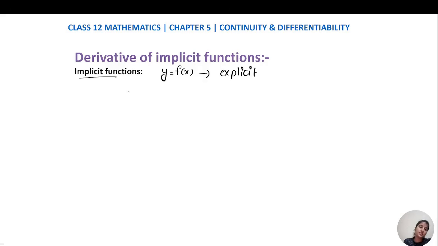But suppose it is not, then such functions are called implicit functions.